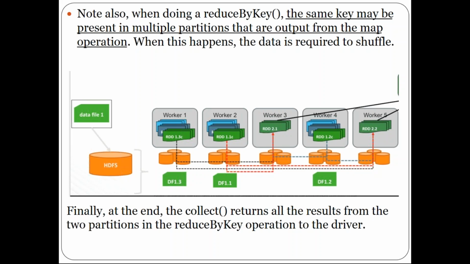Finally, at end of the collect statement, the collect will return all the results from two partitions in the reduced by key operation of the driver. Now here, this diagram, this one is one. This has two partitions, and these two partitions will be collecting the results from the whole parent RDD and child RDD. That is the funda of it. That's how the whole scenario will work. If you are not clear, let me know. I'm happy to repeat it.